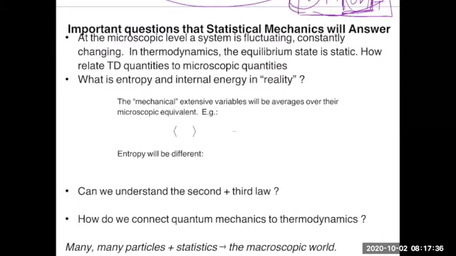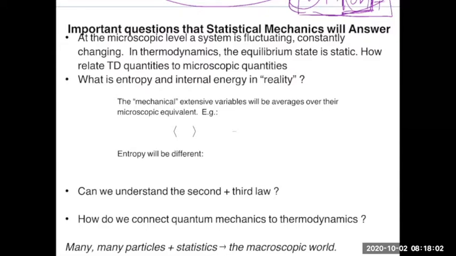So the different perspective between thermodynamics and statistical mechanics is that in thermodynamics, when we look at equilibrium, it's a static thing, right? Things go to an equilibrium state and then they stay there. In macroscopic language, the equilibrium state is static. You know that in the microscopic view of matter, that's not true.